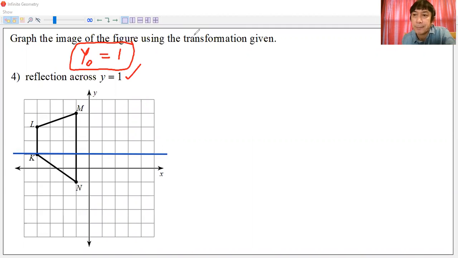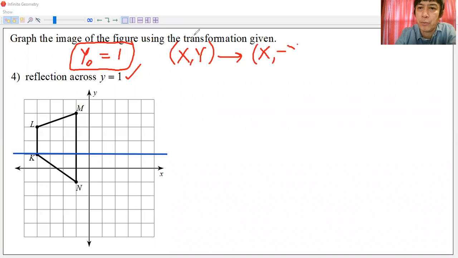That means in this number, for example, it's the y values that are changing. Okay, so our rule here will now be like this: (x, y), and x remains the same. And the value now of the formula is like this: negative y plus 2 times y sub 0. There.